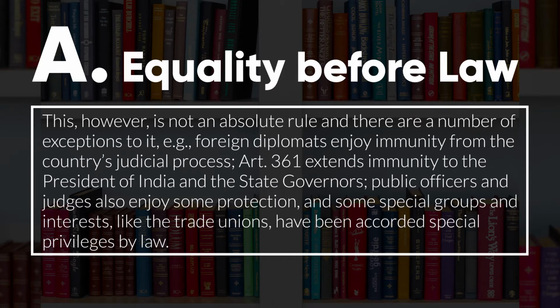Example: foreign diplomats enjoy immunity from the country's judicial process. Article 361 extends immunity to the President of India and the state governors. Public officers and judges also enjoy some protection, and some special groups and interests like the trade unions have been accorded special privileges by law.